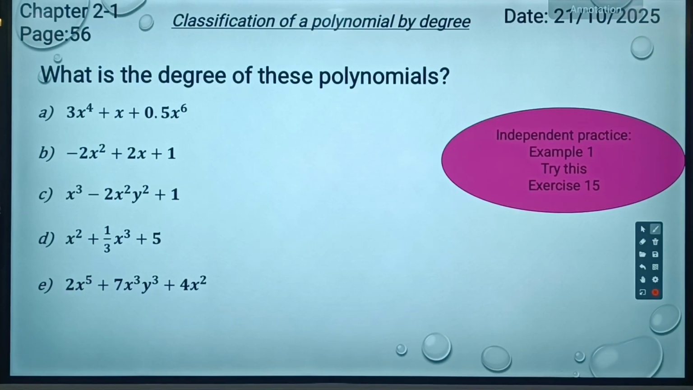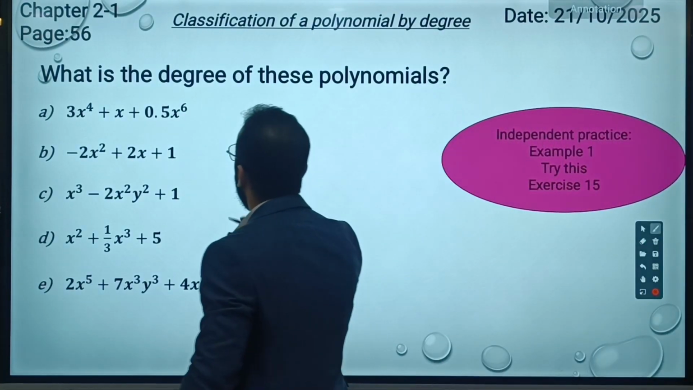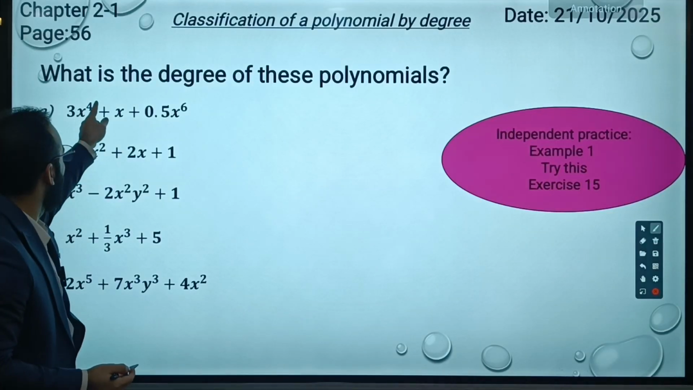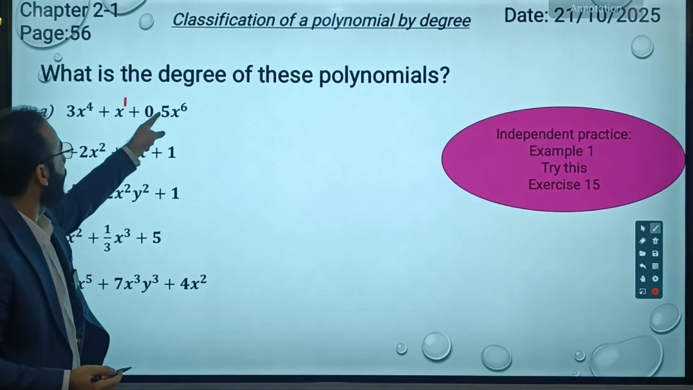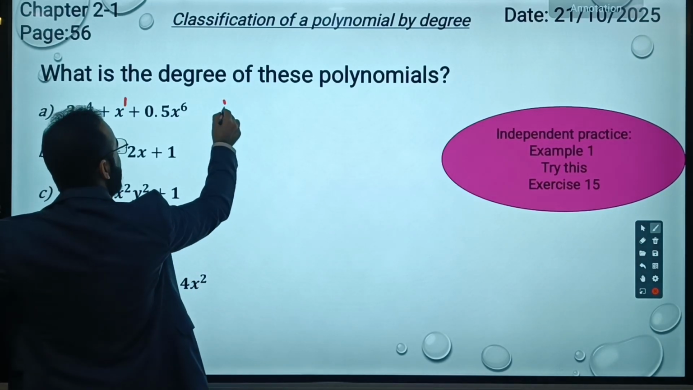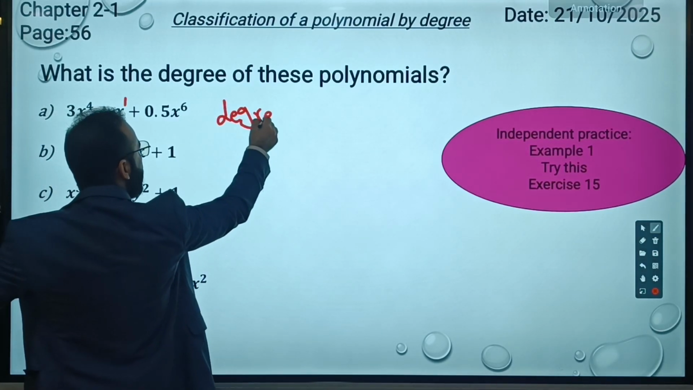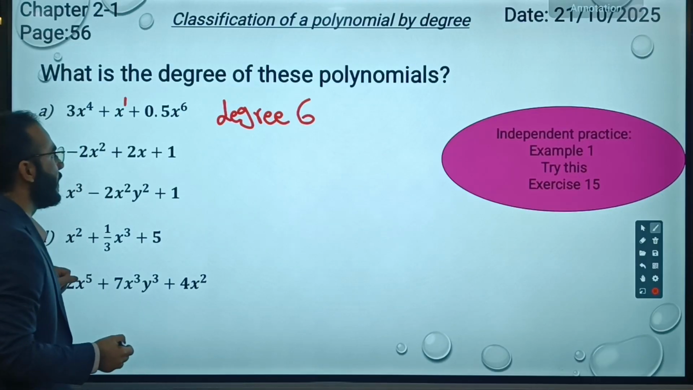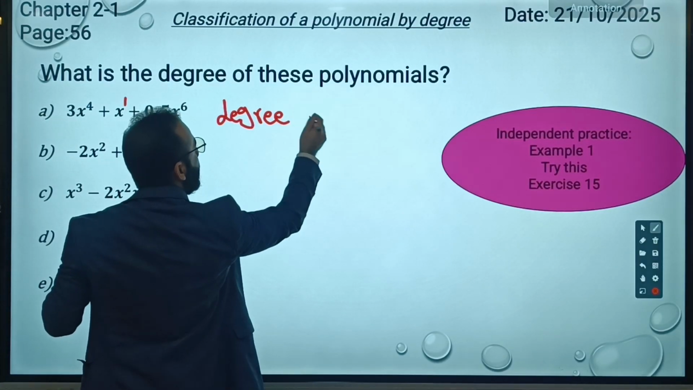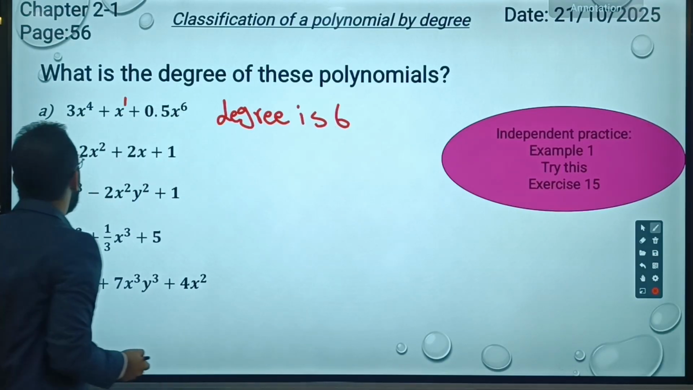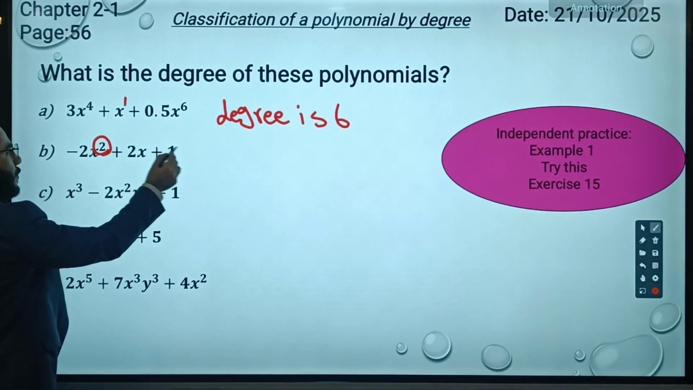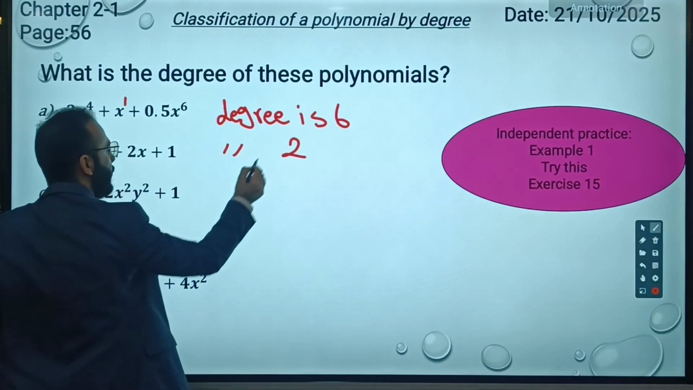Perfect. So in the first part, which is part A, we have only one variable, which is x. So the highest exponent will decide. The exponents here are 4, 1 here, and 6 over there. So the highest exponent is what? 6. Therefore, the degree would be 6. Perfect. Degree is 6. And how about here? Again, we have one variable, so the degree would be 2.